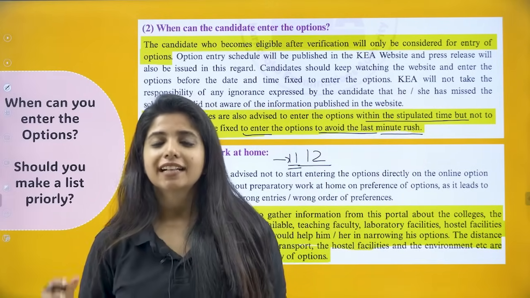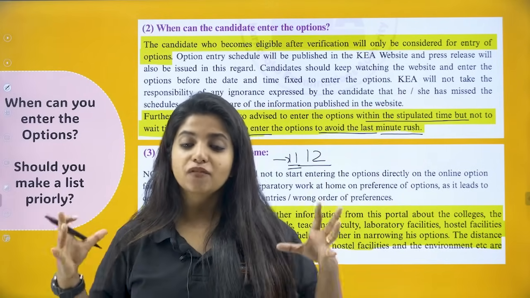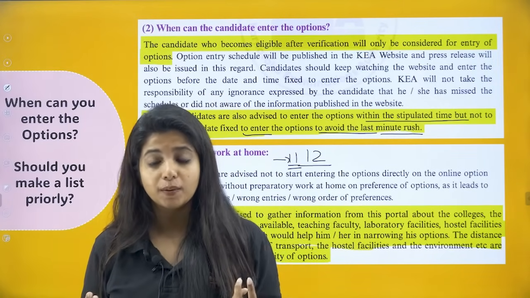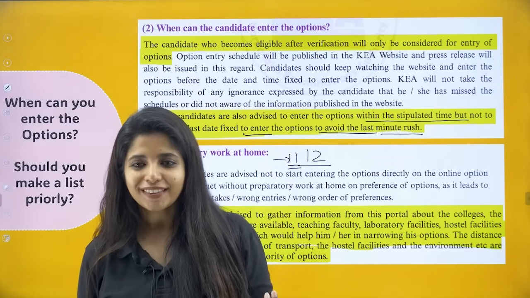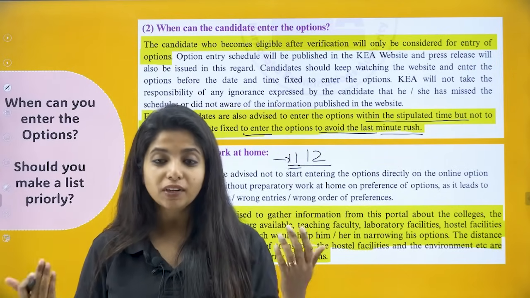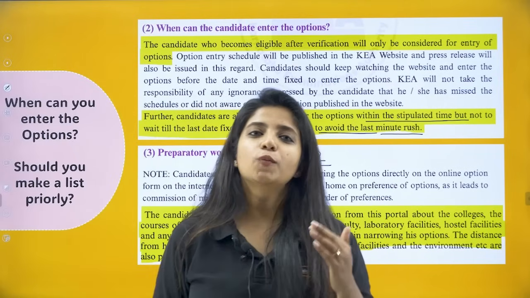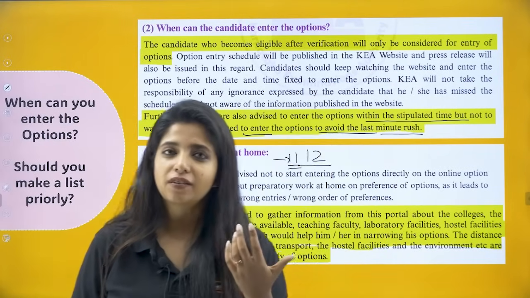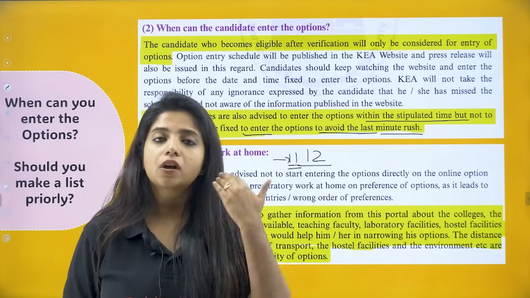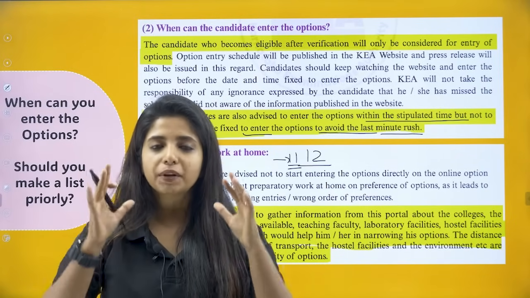Please understand that the KEA site has crashed so many times, even we were not able to access the notifications out there. Okay, so we cannot expect when the next crash will be. As of now, when I'm talking also, there might be so many people who might be facing trouble for option entry. So please, if at all you're a parent or a student, make sure you're doing it on priority.